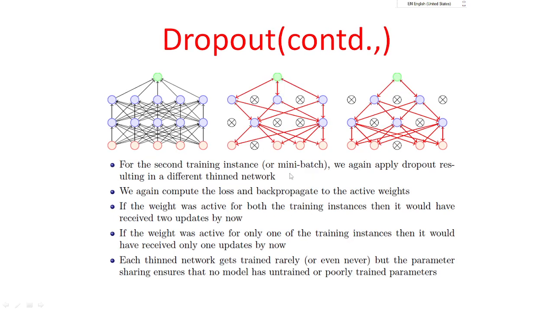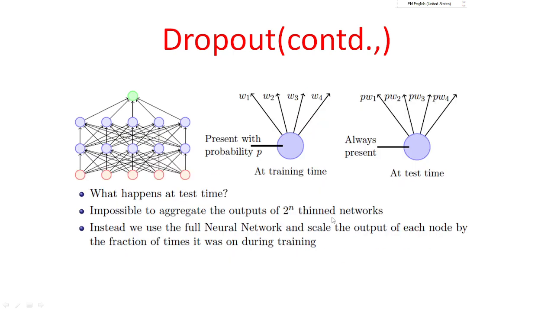So for the second training instance of the mini batch, we again drop some nodes, resulting in a different thin network. We again compute the loss and propagate to the active weights. If the weights are active for both training instances, then they will get 2 updates. If active for only one, they will get only 1 update. Each thin network gets trained rarely or never, but the parameter sharing ensures that no model has untrained or poorly trained parameters. This is the role of dropout.